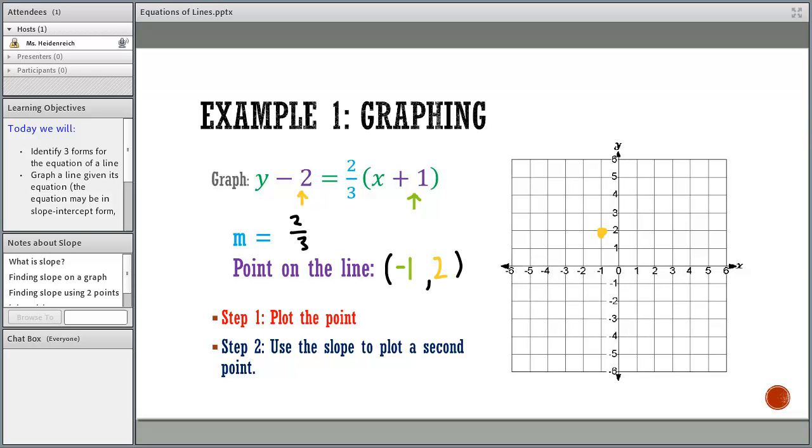And then we plot our second point using the slope. So we would go up 2, right 3. And our next point would be right here. So remember, we're going up and right because this is a positive slope. I could do that again, up 2, right 3. And I would have another point on the line. And then I just draw a line through those points. And I have graphed my equation that was in point slope form.